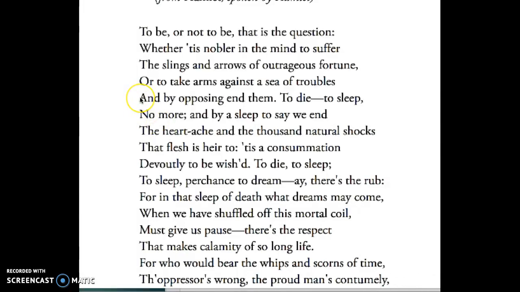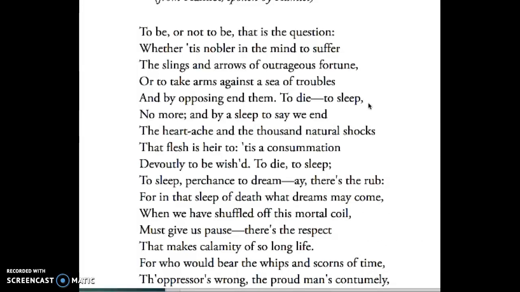And this last line that we've been ending on, "and by opposing end them, to die, to sleep," is a good place to talk about that, right? Because if you take a breath at the period, right, "and by opposing end them, to die, to sleep, no more, and by a sleep to say we end the heartache and the thousand natural shocks that flesh is heir to, 'tis a consummation devoutly to be wished." And then we take a breath again. It breaks up the rhythm of the iambic pentameter by taking a breath there.